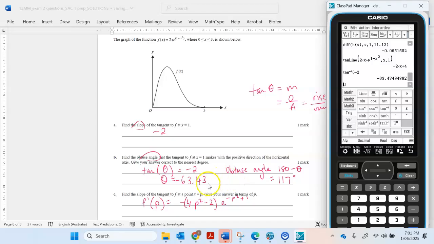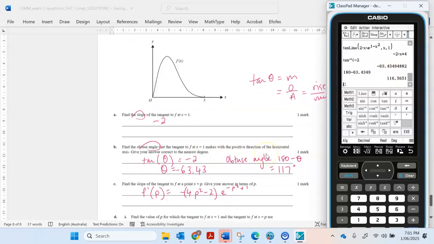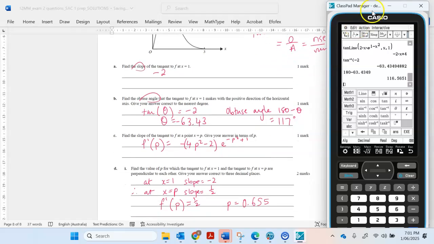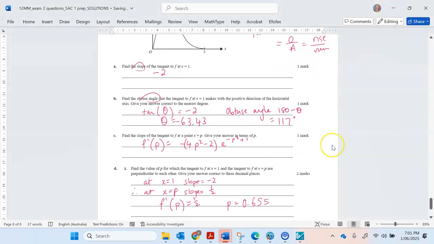supplementary angle. Supplementary angles add up to 180. So we just go 180 minus that 63 point whatever, and that's where the 117 comes from, because it's to the nearest degree. So always make sure you're rounding. A lot of rounding in these questions. So just make sure you round to however many decimal places it asks.